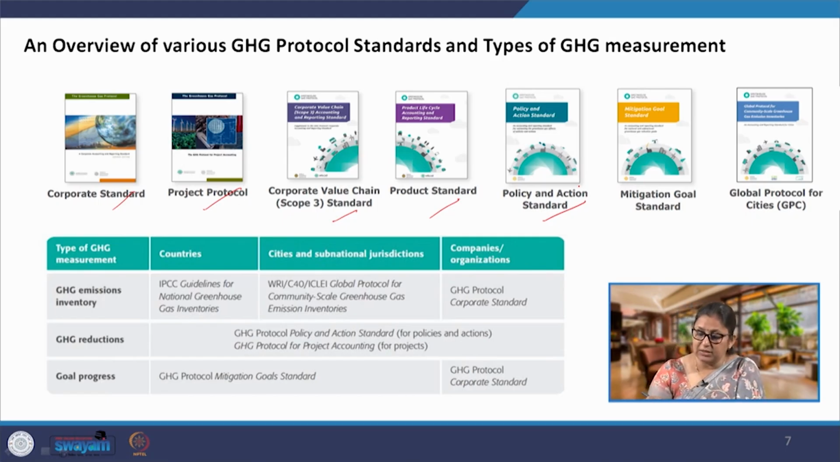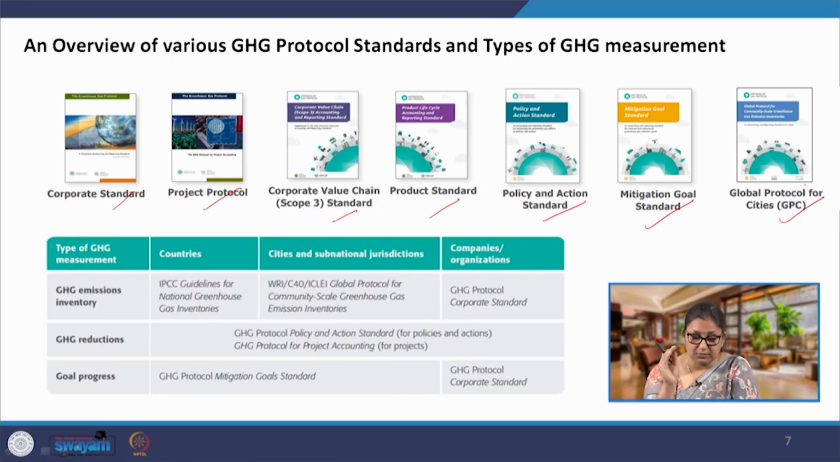So, this is the standard, then mitigation goal standard and global protocol for cities. All these standards and protocols we had seen in the initial lectures when we talked about GHG protocol. I am not going to go in detail over them, but there are accounting methods for each different type, and there are multiple accounting methods within these documents, and specifically the steps are mentioned for accounting. So, we are going to go over the accounting methods from each of these documents in the coming slides now.